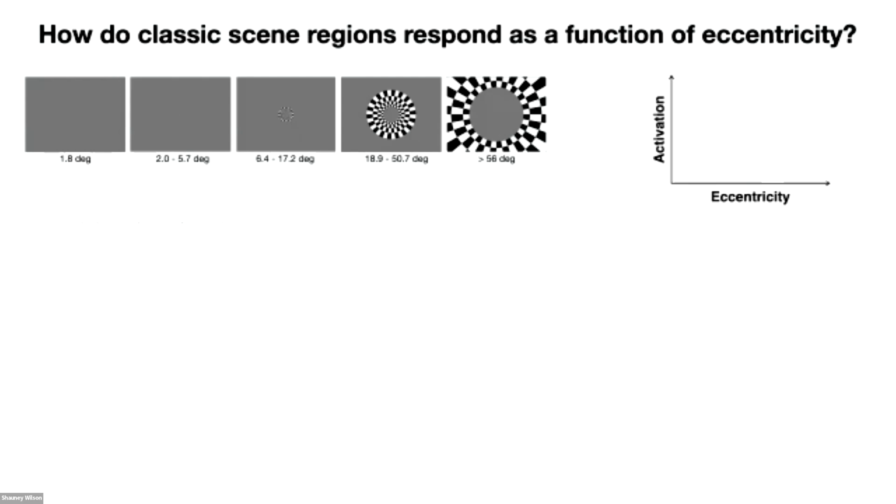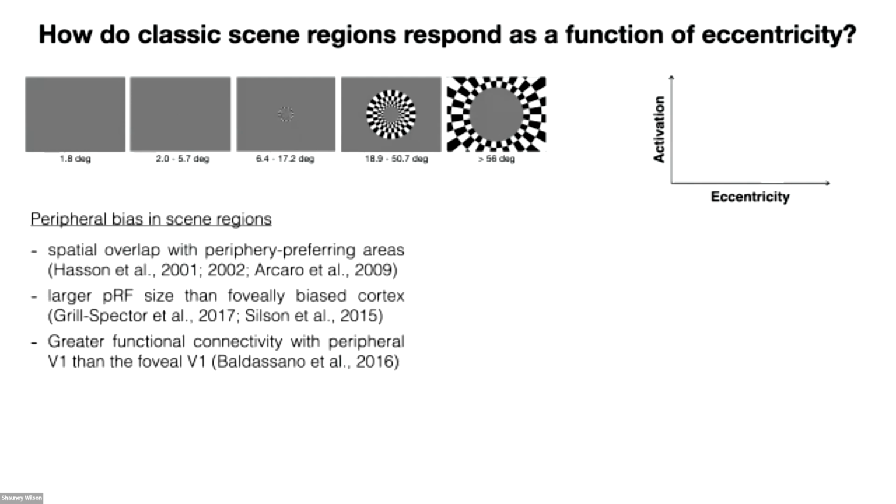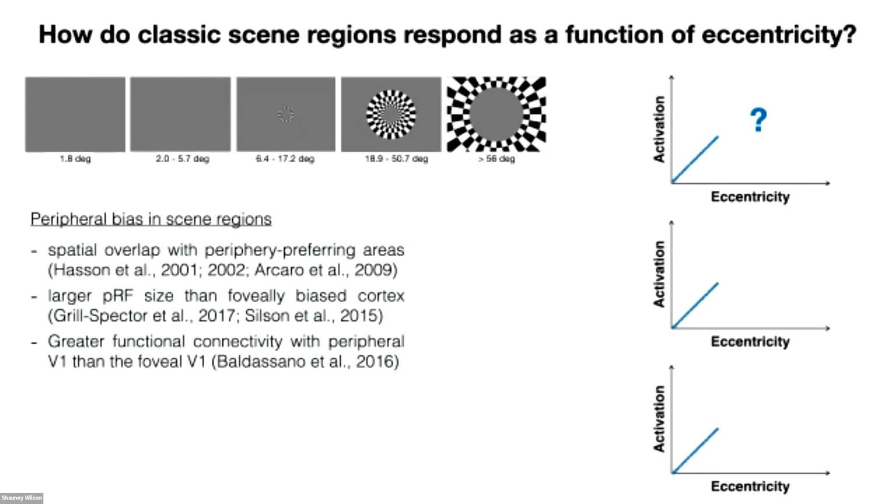So let's first think about some predictions. As noted in the previous talk, and also in many previous studies, it was shown that scene regions, especially the PPA, have a clear preference for peripheral stimuli. So we already kind of know that the activation will go up to some eccentricity. The real question is what happens at the far periphery that was not testable before. And here are some possibilities.